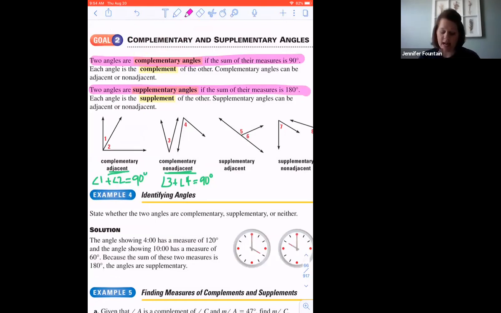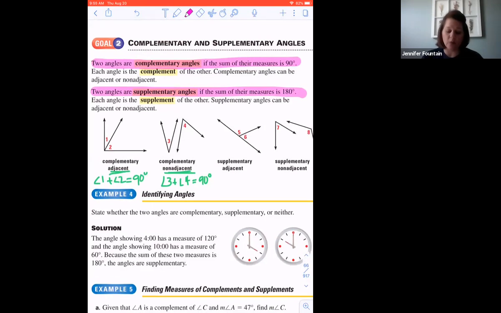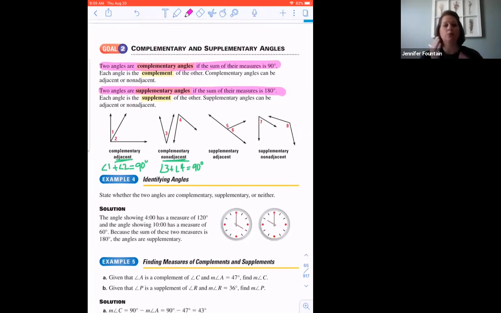Supplementary, 180 degrees. One of the things to remember about the difference between supplementary and complementary: think supplementary, straight line, two S's, supplementary and straight, 180 degrees. If you know that a straight line is 180 degrees, and you know supplementary makes a straight line, you know that supplementary is 180 degrees. Okay, so trying to make these connections here.